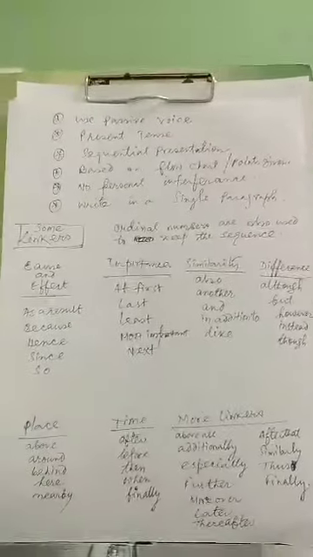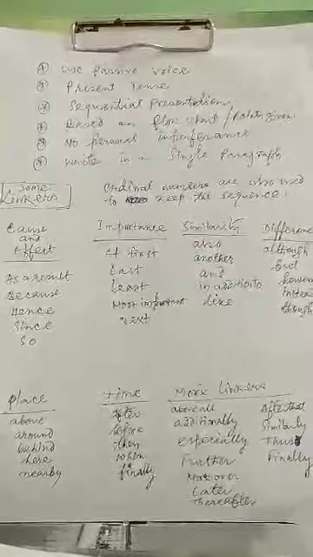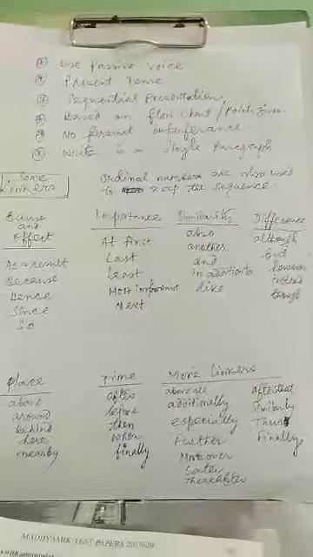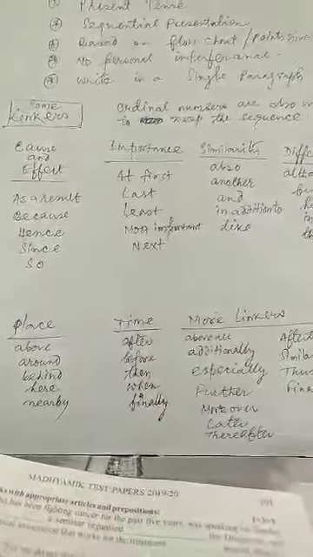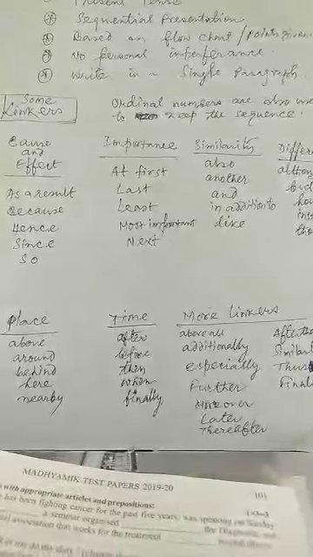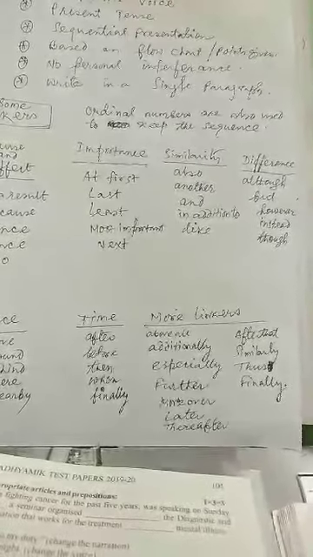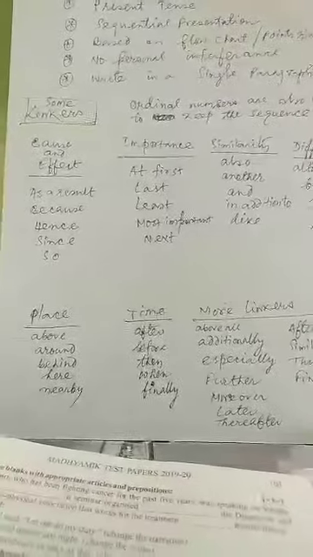Here are some other linkers according to the meaning: cause and effect sequence, importance, similarity and difference, time, place, etc. Cause and effect sequence: as a result, because, hence, since, so. Importance: at first, last, least, most important, next. Similarity: also, another, and, in addition to, like, although, but, however, instead, though.